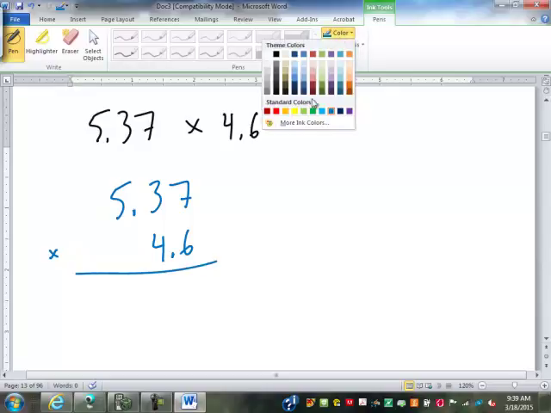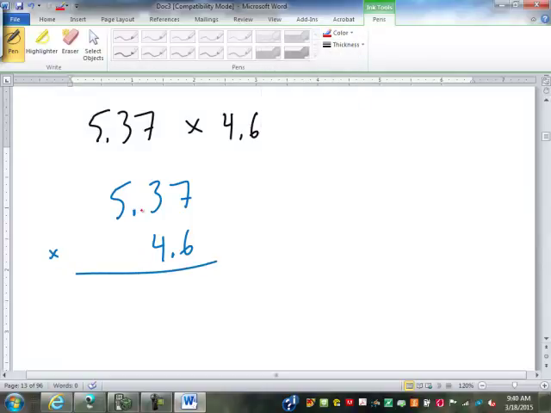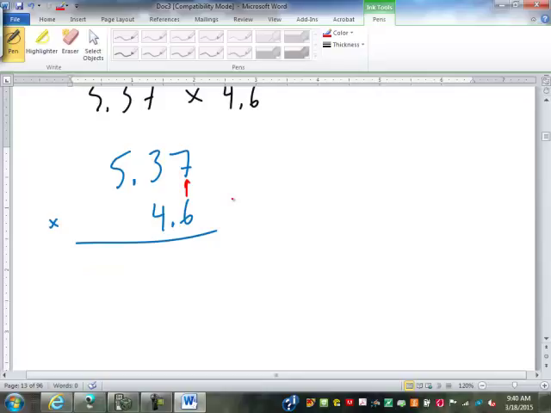When we multiply here, we're going to ignore the decimals. And we're just going to do 6 times 7 is 42, so that's 2, carry the 4. 6 times 3, 18, plus 4 is 22, so 2, carry the 2. What's that? That's a 4, yes. 6 times 5, 30 plus 2 is 32. So 2, and we carry over the 3.